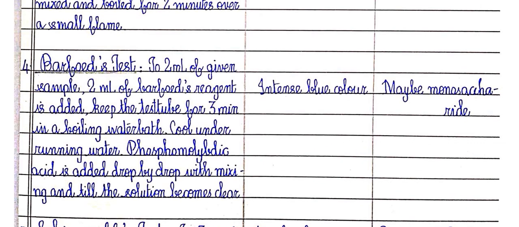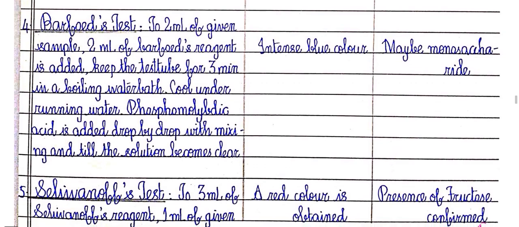Barfoed test is performed in this sense: 2 ml of the given sample, 2 ml of Barfoed's reagent is added, keep the test tube for 3 minutes in a boiling water bath, cool under running water. Phosphomolybdic acid is added drop by drop with mixing until the solution becomes clear. Intense blue color indicates monosaccharide.